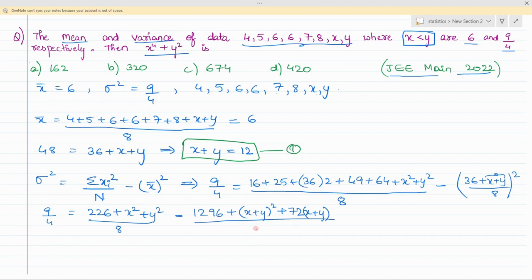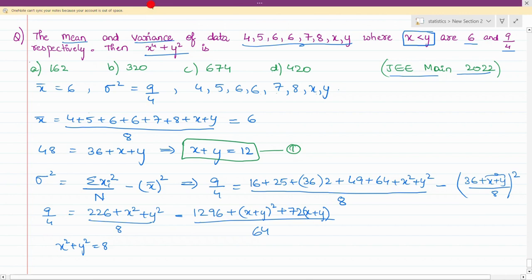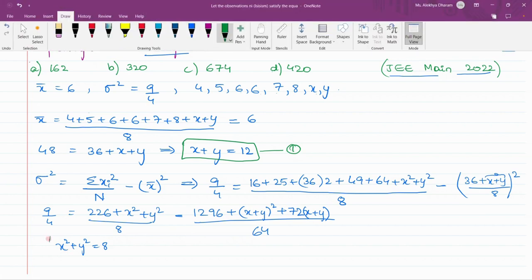So it becomes upon 64. So you just simplify this by taking a plus b whole square formula and all. Finally you will get x square plus y square is equal to 8. So use this as equation number 2.